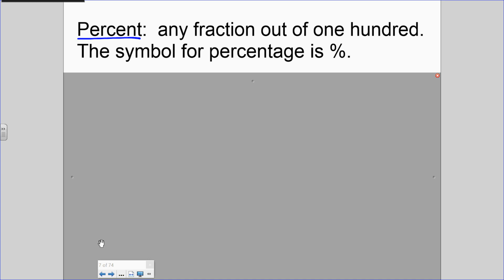Okay. Any fraction out of 100. The symbol for percentage, you've seen that before. But there's a lot of mystery to this symbol. My goal today is to demystify what a percent means. Any fraction out of 100. That's all it is. Nothing more, nothing less.